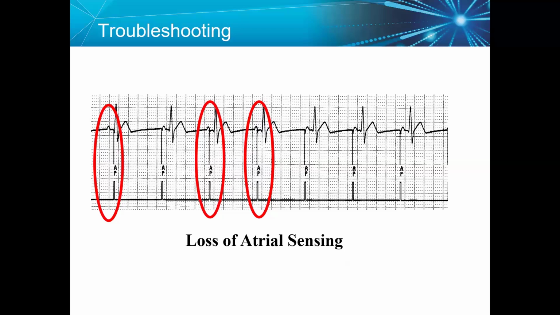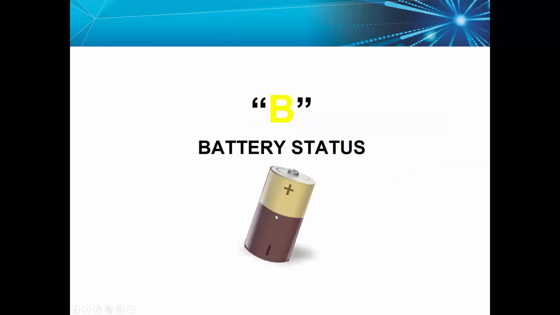Okay, loss of P wave, and the loss of capture because the atrial pace occurred at the absolute refractory period of the atrium, and after that, when it became not refractory, it paced, it captured. So it is only loss of atrial sensing.